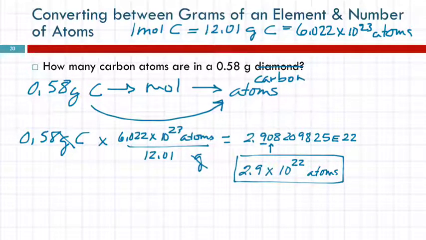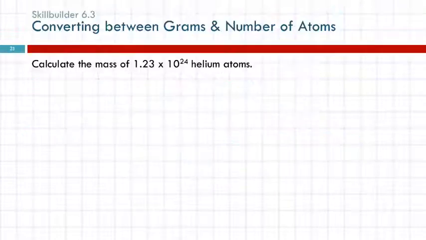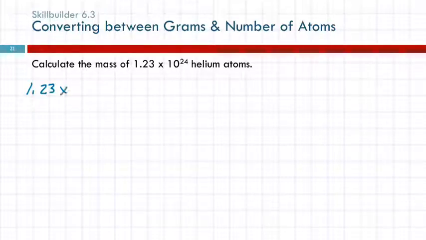Any questions? Okay, this is one going the other way. Calculate the mass of 1.23 times 10 to the 24th helium atoms. So again, the strategy: read through the problem, write down the number. 1.23 times 10 to the 24 helium atoms. So atoms of helium.